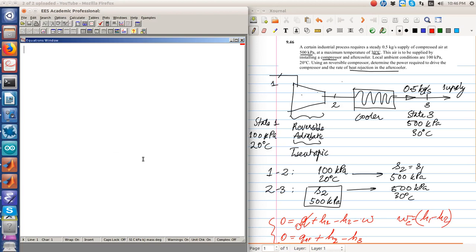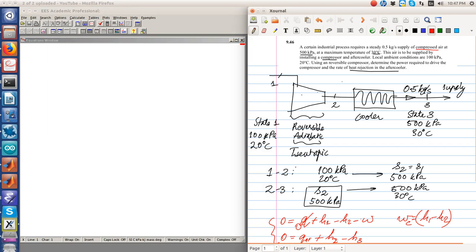This is a short follow-up of problem 9.46, which we have done for the case of steam. We must now do the actual problem, which is the compressed air. The facts remain the same, only the way of calculation will be different.